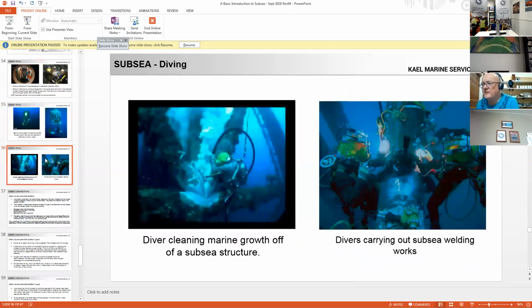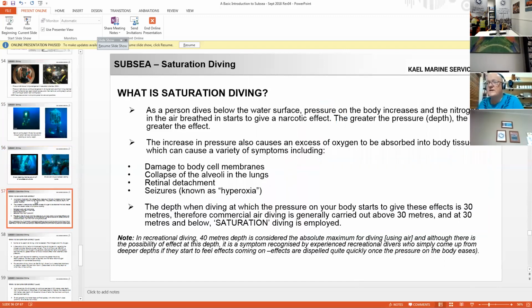So a couple of diver works: cleaning marine growth off a subsea structure, carrying out subsea welding. Quite often they'll be doing subsea bolt tensioning as well, with hydraulic bolting systems. There's all sorts of things divers can do. So what is saturation diving?